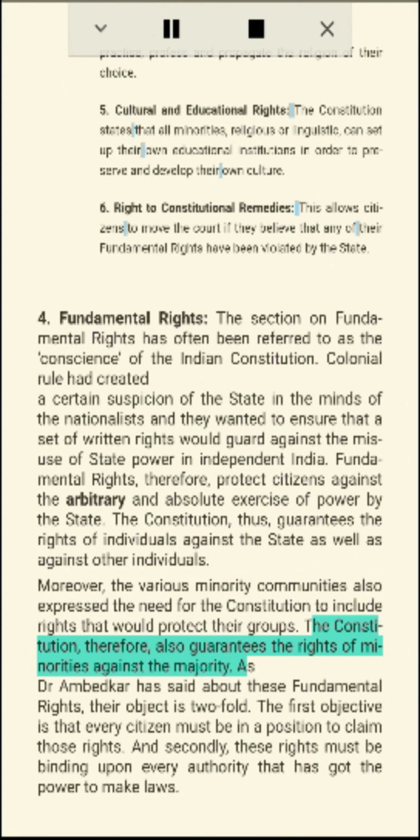Moreover, the various minority communities also expressed the need for the Constitution to include rights that would protect their groups. The Constitution, therefore, also guarantees the rights of minorities against the majority. As Dr. Ambedkar has said about these fundamental rights, their object is twofold. The first objective is that every citizen must be in a position to claim those rights. And secondly, these rights must be binding upon every authority that has got the power to make laws.